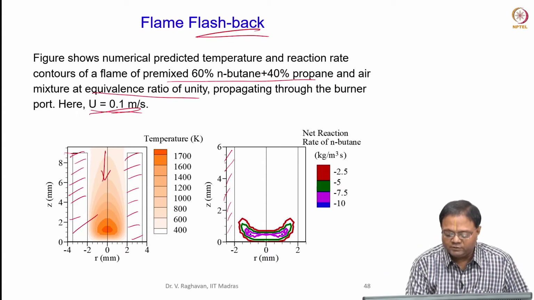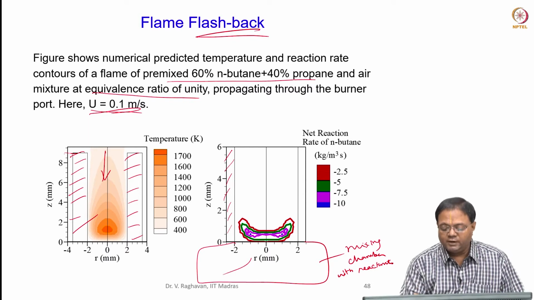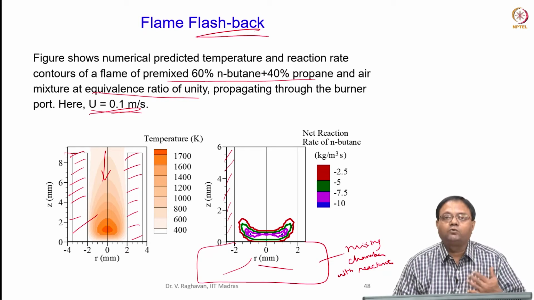Now if there is a mixing chamber here with reactants, it is very dangerous because it can ignite this, correct? So these are the two instabilities which we have to avoid.